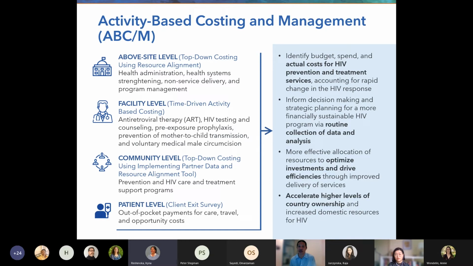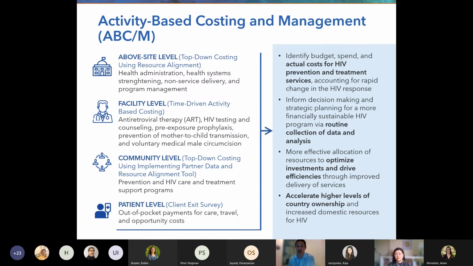One of the main benefits of this approach is that you get a full picture of the total HIV program costs. At the above site level, which includes non-service delivery and program management costs, we use data from the PEPFAR resource alignment tool. At the facility level, we use something called time-driven activity-based costing, or TDABC, for 5 HIV interventions, and I'll go into more details on what this means in a moment. We costed community-level HIV support programs using a combination of resource alignment and implementing partner data. And lastly, at the patient level, we use the client survey to calculate out-of-pocket expenditure, travel, and opportunity costs borne by the client.